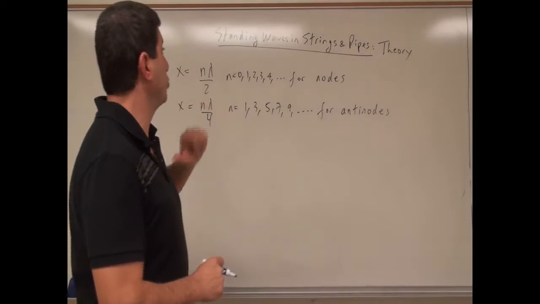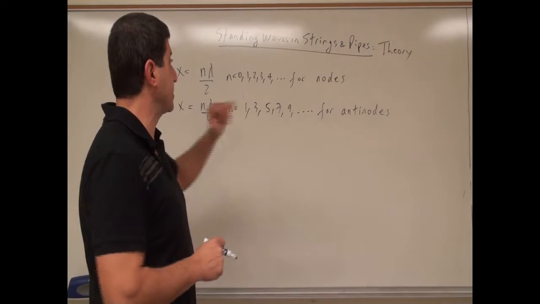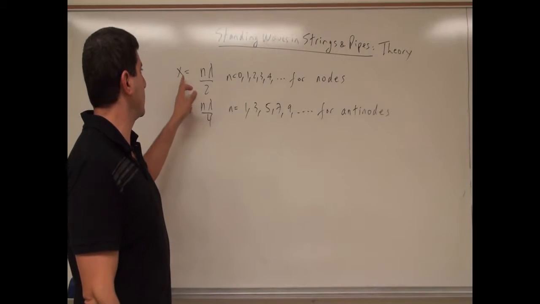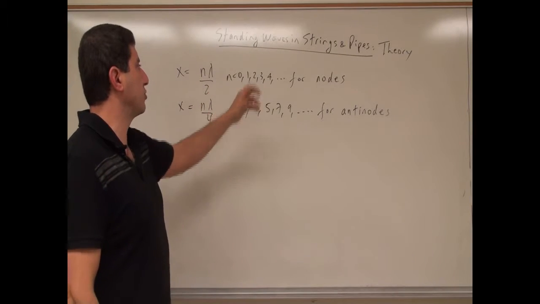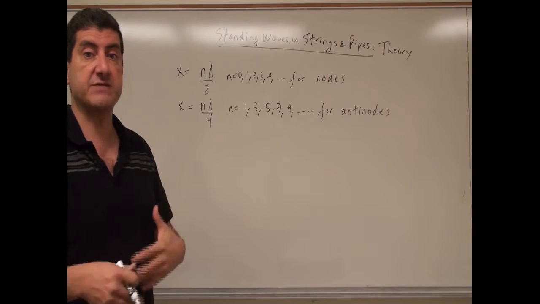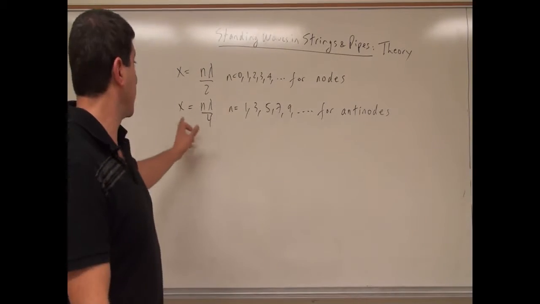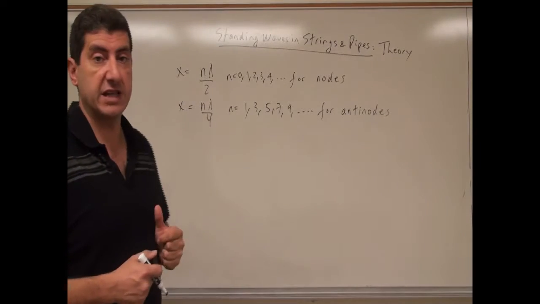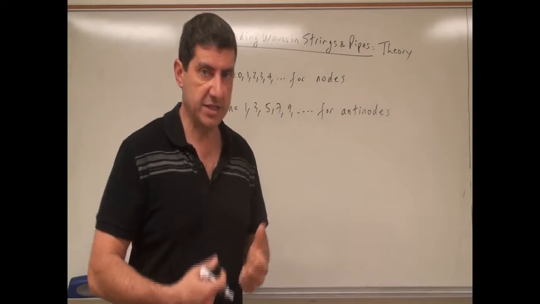Welcome back. Now we come to standing waves in strings and pipes, the theory, and then I'm going to build on what I covered last time. Last time we saw that x equals n lambda over 2, where n equals 0, 1, 2, 3, 4, will satisfy the nodes of the waves, and x equals n lambda over 4, where n equals 1, 3, 5, 7, 9, will satisfy the requirement for antinodes in a wave.